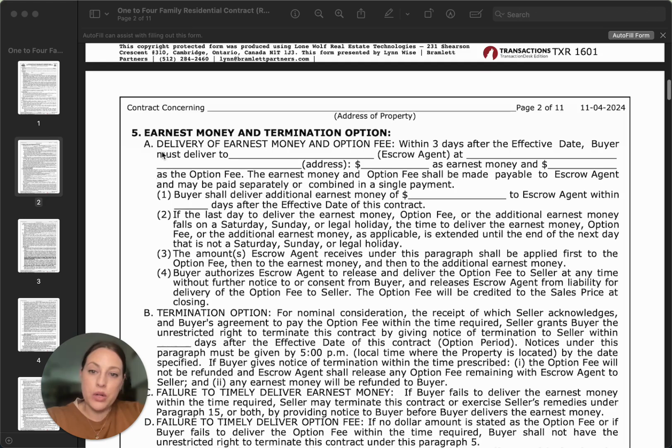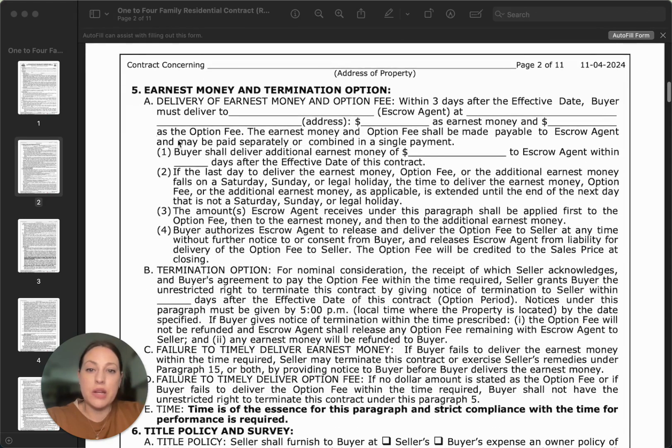Section 5 is important. This is earnest money and termination option. Here at the top in 5A, we've got your title agent and the title company, their address. And then we've got the amount that you're going to be bringing to the table within 3 days after going under contract. That is going to be 1 to 2% of the purchase price usually. It's negotiable, but that's usually what it is.